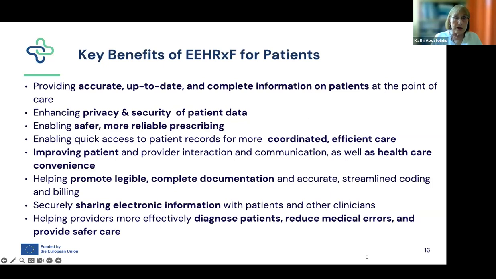They enable safer and more reliable prescribing. They offer quick access to patient records for more coordinated and efficient care. They improve patient and provider interaction and communication, as well as healthcare convenience. It is also very important to mention that the European electronic health record exchange format enables to promote legible, complete documentation and accurate streamlining, coding, and billing within healthcare systems.